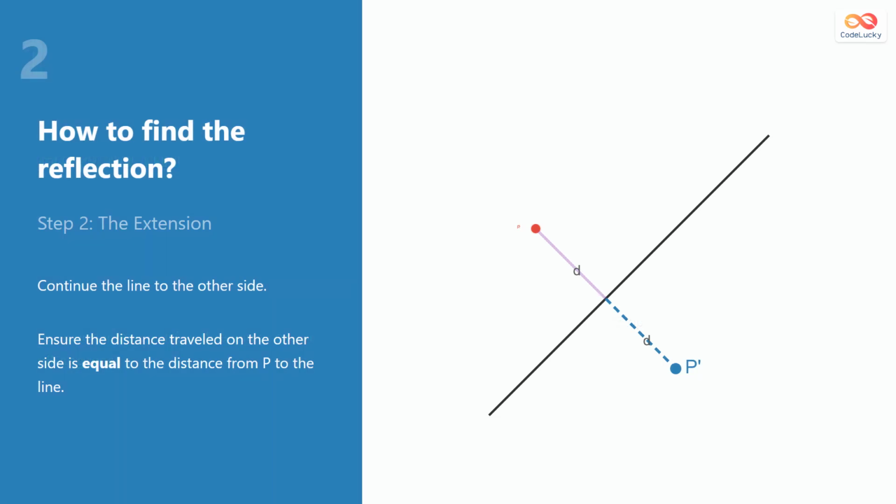Step 2 is the extension. Continue that straight line out the other side. Measure the distance from P to the line and travel that exact same distance on the other side to find P'.